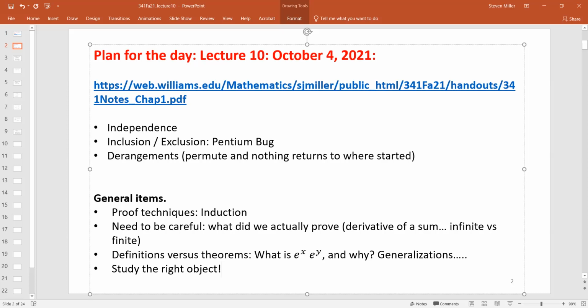We've seen that already this year. What was something we saw, I think, even on the first day of the semester, where it was easier to calculate the probability that something did not happen than the probability that something did happen? Anybody remember?